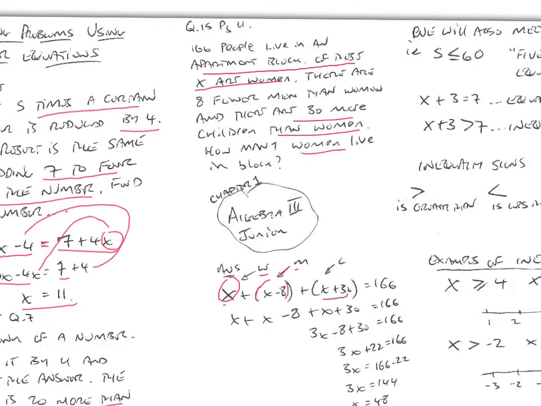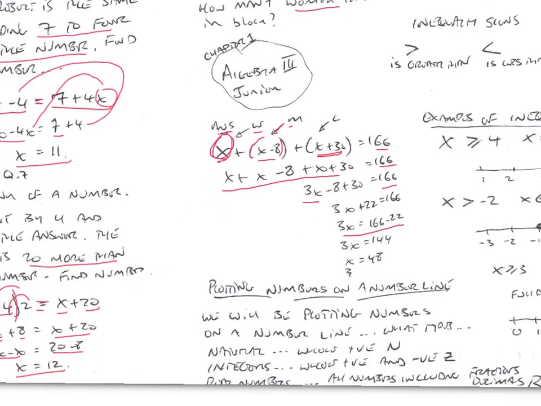So x is our variable for women. So women plus men plus children is 166. So that's equal to x plus x minus 8 plus x plus 30 is 166. So 3x minus 8 plus 30 is 166. So 3x is equal to 166 minus 22, that's equal to 144. X must be equal to, if I divide both sides by 3, x is equal to 48.